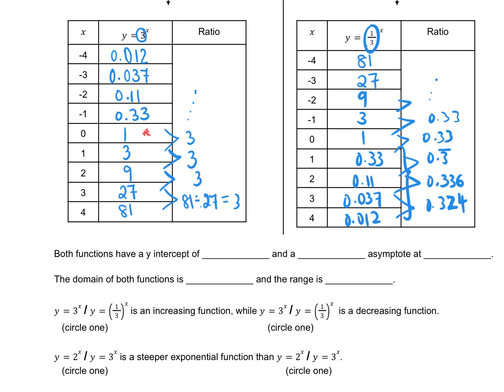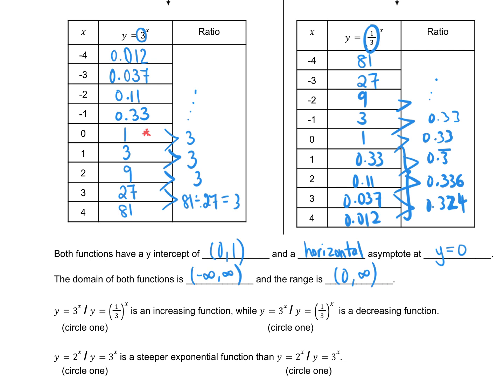So both functions have a y-intercept of (0, 1) and a horizontal asymptote at y equals 0. Vertical asymptotes exist as well, but not for exponential functions. The domain of both functions is -infinity to infinity, and the range is from 0 to infinity, but we're not touching 0 because there's an asymptote there, so I'm not using the square bracket.